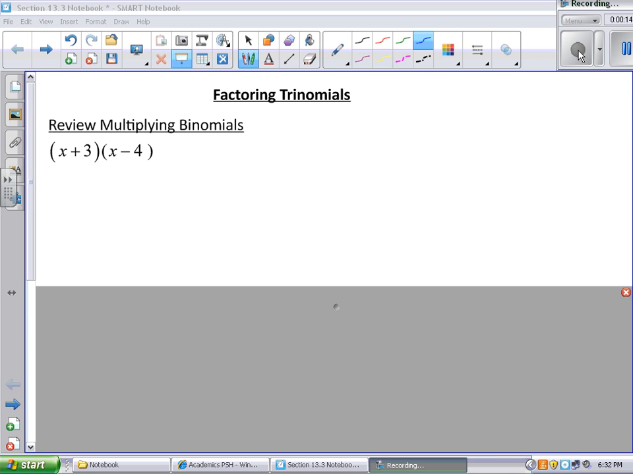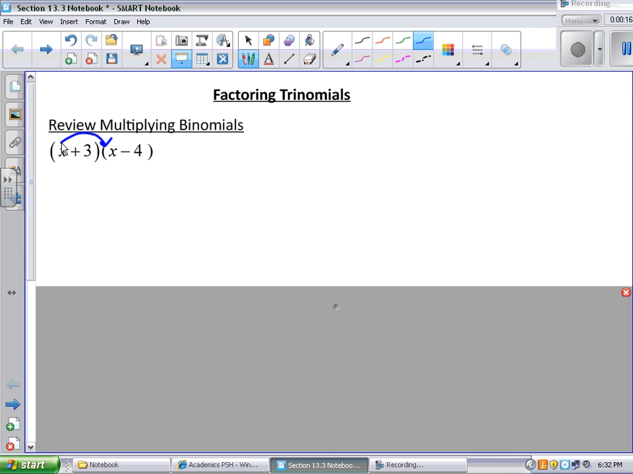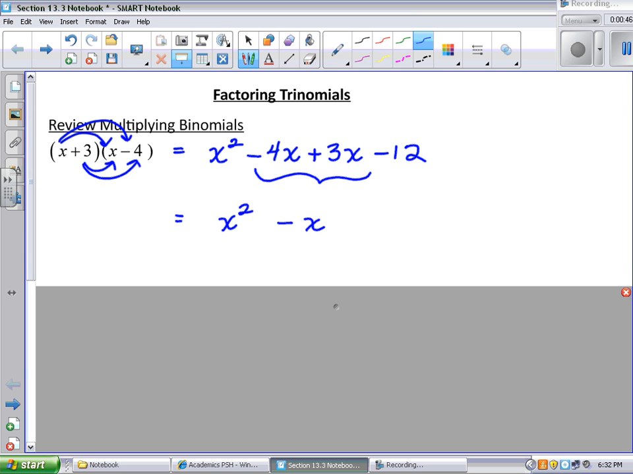When we multiply, we use our distributive property, or with binomials, the FOIL method. Our first two terms, x times x, give us x squared. The outer two terms, x times negative 4, give us a minus 4x. The inner terms, 3 times x, or plus 3x, and 3 times negative 4 is negative 12. And we combine our middle terms to give us x squared minus x minus 12.